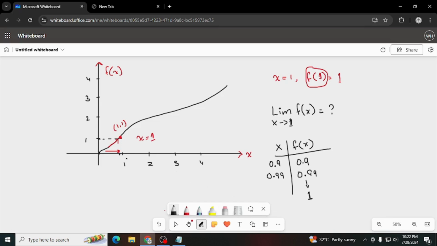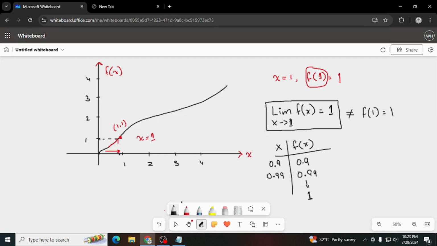So we write this situation right over here as the limit of f of x as x approaches 1 is equal to 1. Now remember, this notation is not the same as f of 1 equals 1.